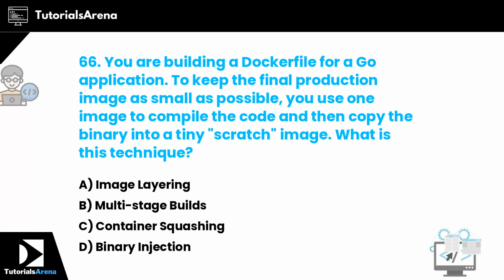66. You are building a Dockerfile for a Go application. To keep the final production image as small as possible, you use one image to compile the code and then copy the binary into a tiny Scratch image. What is this technique? Answer is B, multi-stage builds.